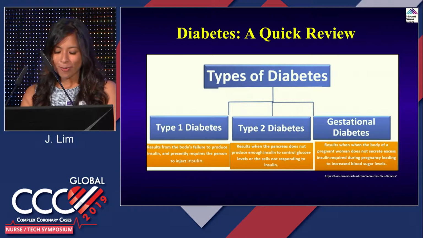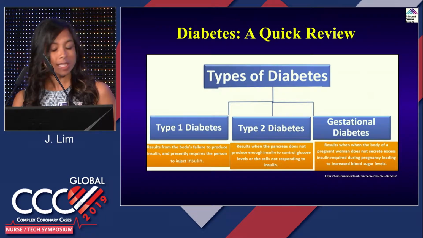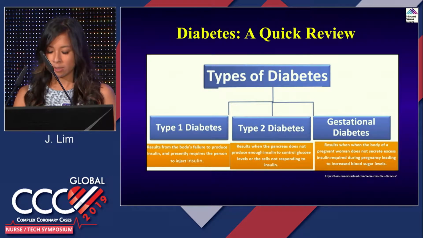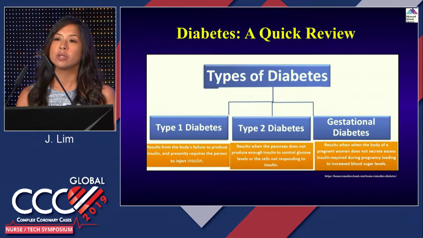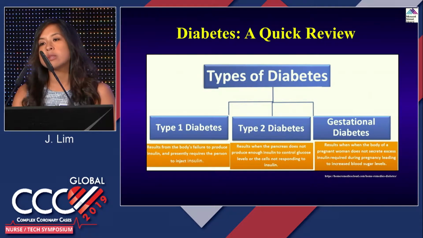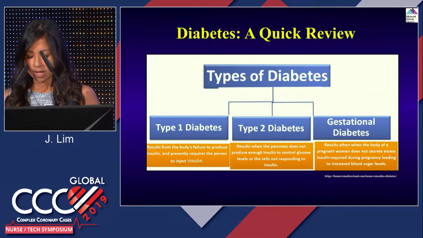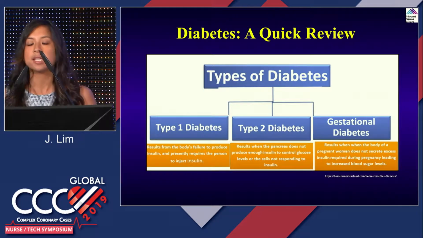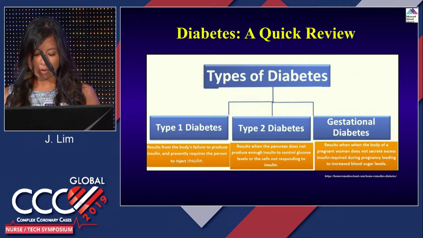First off, we'll start with a quick review of diabetes. Generally there are 3 types. Type 1 is when your pancreas is unable to produce insulin in response to glucose levels. This results in daily injections, and was previously known as juvenile diabetes because it was often seen in younger children, but now we know that's not true anymore.